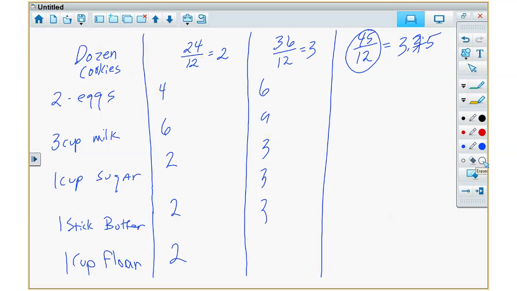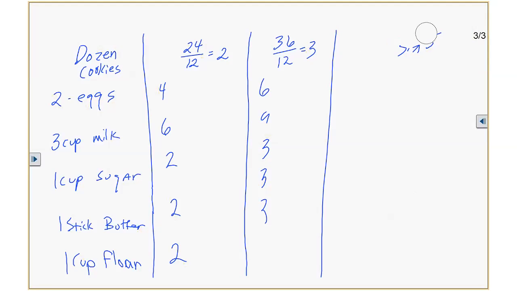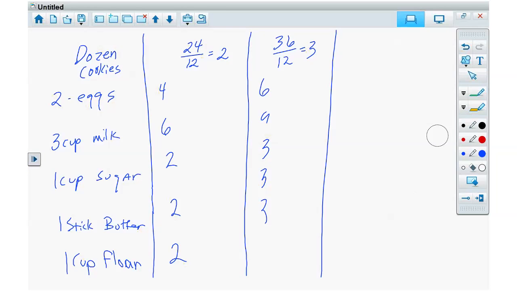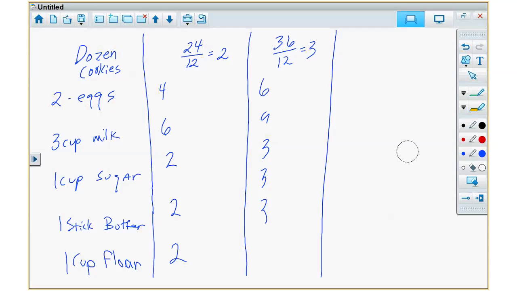All right. Let's say I give you a recipe, and that recipe makes 12 cookies. Everybody with me? Everybody awake? All right. 2 eggs, 3 cups of milk, 1 cup of sugar, 1 stick of butter, 1 cup of flour. And I say that that makes 12 cookies, and I give you the dimensions of the cookies or whatever, and then make 12 cookies.